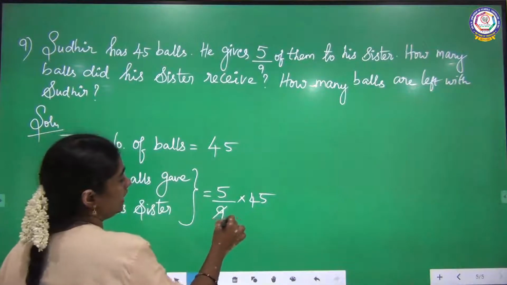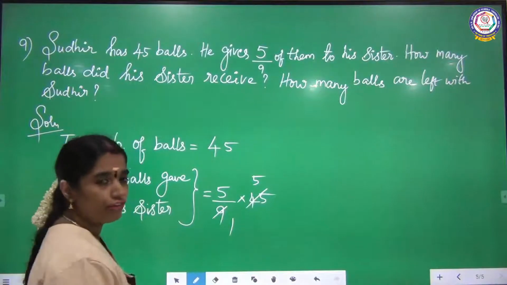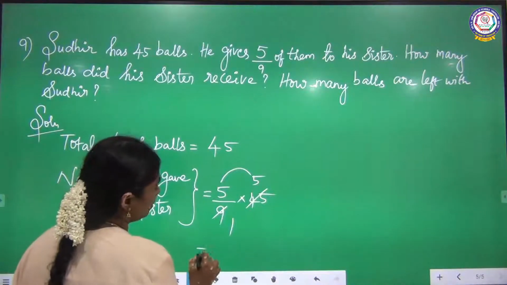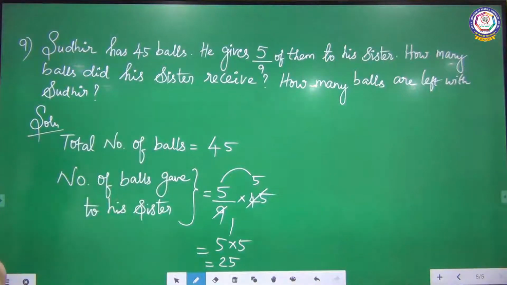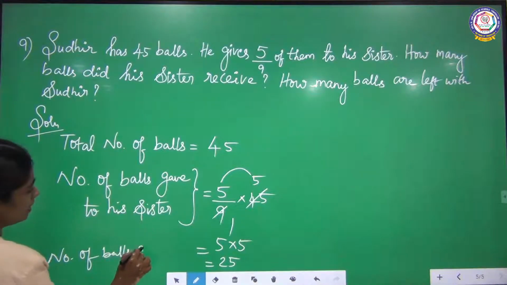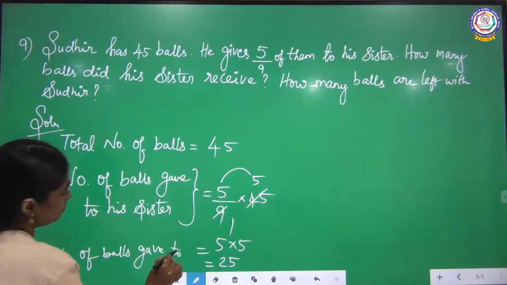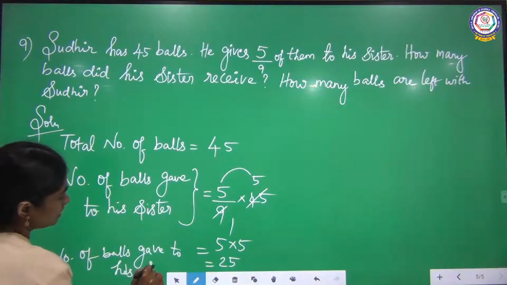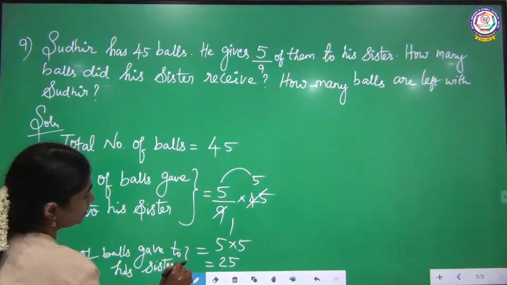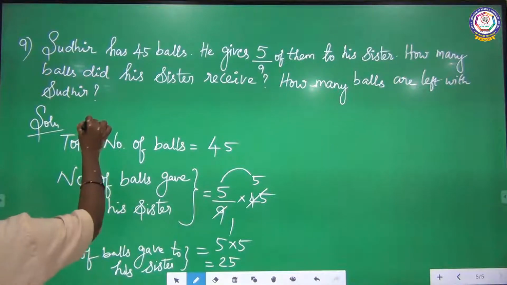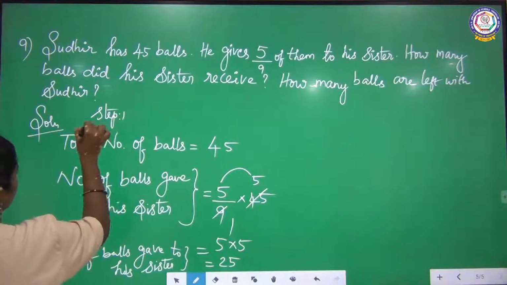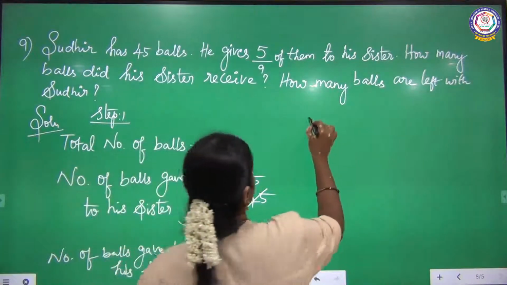So, listen, 9 5s are 45. So, 5 5s are what? 5 into 5 is 25. See, this 25 is the number of balls gave to his sister. Gave to his sister is 25. Now, my step 1 is over. Next, I will move on to step 2.